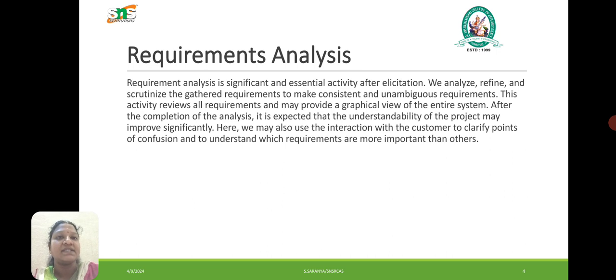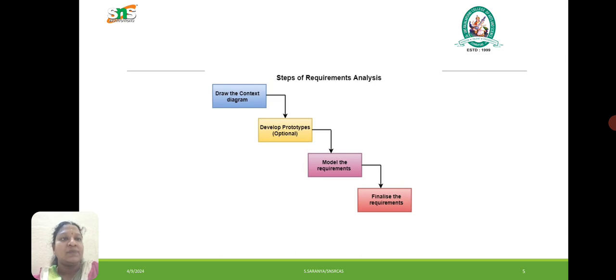Next one is requirement analysis. Requirement analysis is a significant and essential activity after elicitation. We analyze, refine and scrutinize the gathered requirements to make them consistent and unambiguous. This activity reviews all requirements and may provide a graphical view of the entire system. After the completion of analysis, it is expected that the understandability of the project may improve significantly. We may also use interaction with the customer to clarify points of confusion and understand which requirements are more important than others. Steps of requirement analysis.